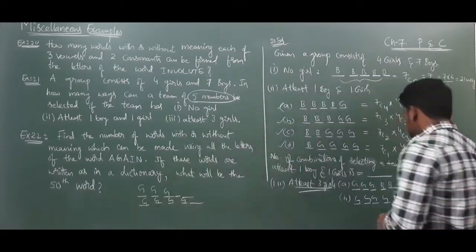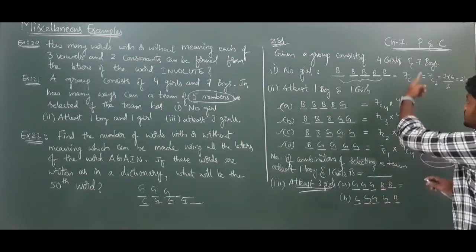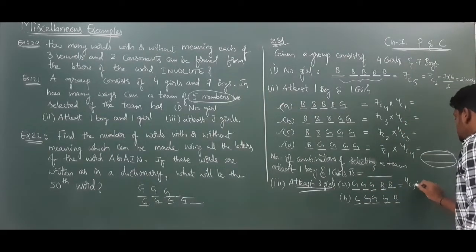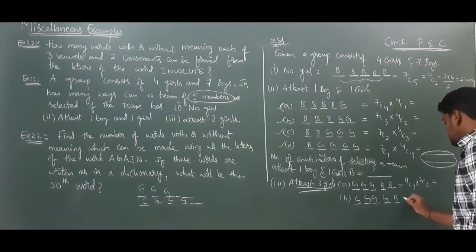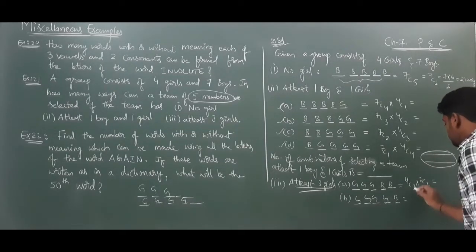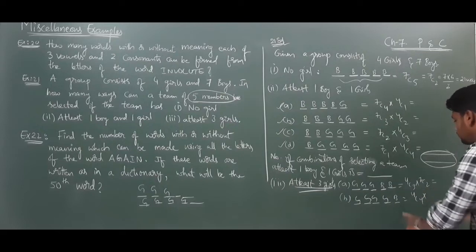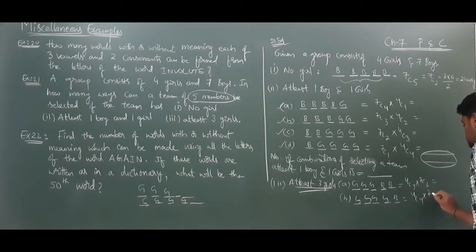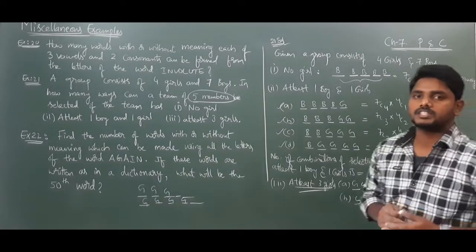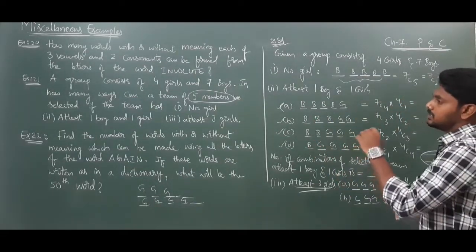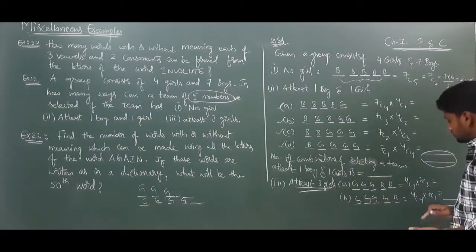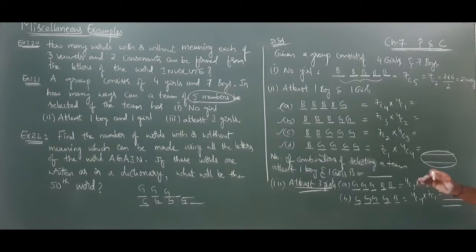So in the first case, 3 girls we need to select from 4, so 4C3 into 2 boys from 7, so 7C2. Simplify this. And then 4 girls out of 4, so 4C4 into 1 boy out of 7, so 7C1. Simplify this and add these 2. Then you will get the number of combinations of selecting a team of 5 members in which there are at least 3 girls. So the sum of this and this, you will get that. Right?